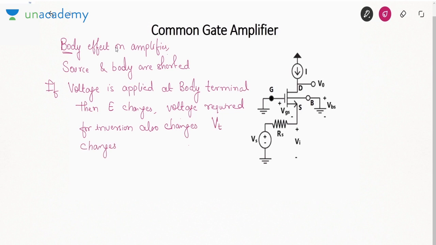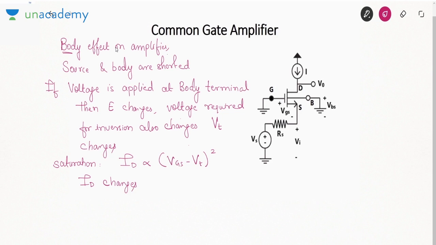I told you the gate voltage at which the device gets inverted or it operates in the inversion mode is called as the threshold voltage. So that also will change if you change the body voltage. Is it fine? Now, we know that in saturation region, MOSFET works as an amplifier. In saturation region, the drain current is proportional to VGS minus VT square. So change in VT will also cause change in ID.